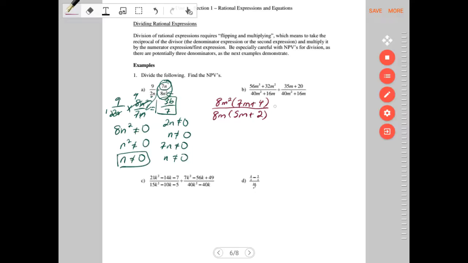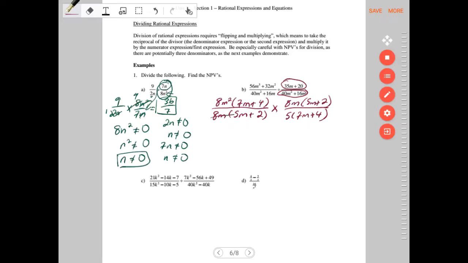Again, this is division, so I'm going to multiply by the reciprocal of the second term. And I'm going to factor here too. So this guy's going to become my numerator, and I can factor out an 8m. Okay, and I get a 5m plus 2. 8 goes into 40 5 times, 8 goes into 16 twice, and this becomes my denominator. I can factor a 5 out of there, and that gives me 7m plus 4. Good, once I've factored and I've taken the reciprocal and multiplied, I can now start canceling.